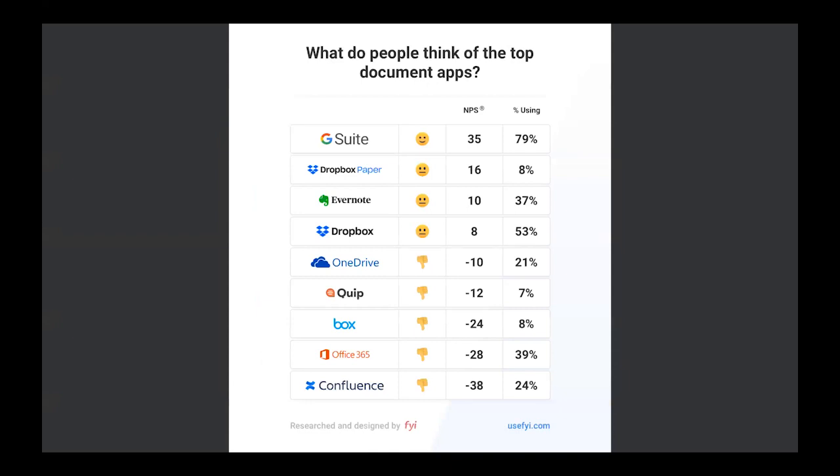So we created this little graphic, and what we learned is that G Suite has about a 35, and Confluence has a negative 38. This Net Promoter Score is a customer satisfaction score, as I'm sure many of you know, and the key to it is that it can go all the way down to negative 100, which means people are really not satisfied at all. And it can go all the way up to 100, which means this is the best product on the planet. Products like Apple and Tesla are hitting 70 to 90, roughly speaking, depending on what score you look at. And these emoji represent how people really feel.